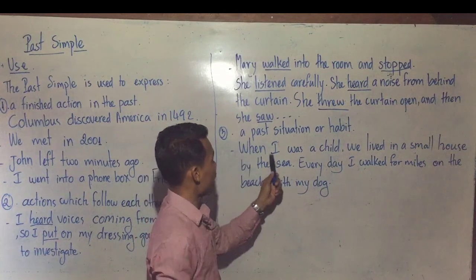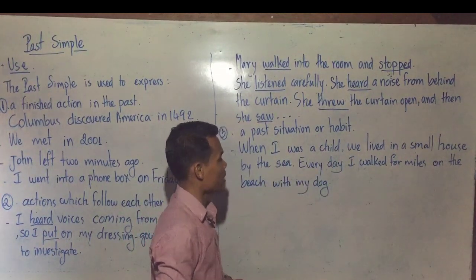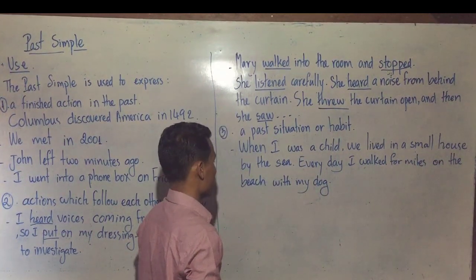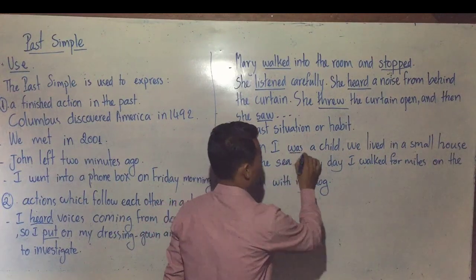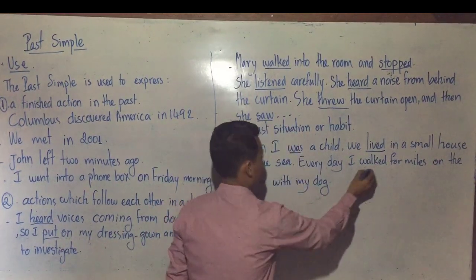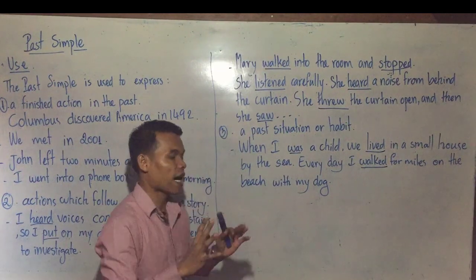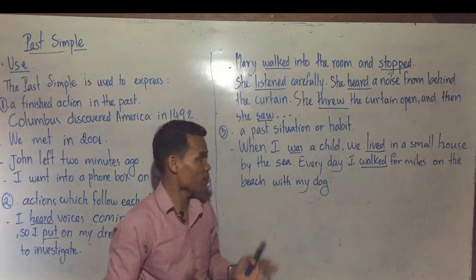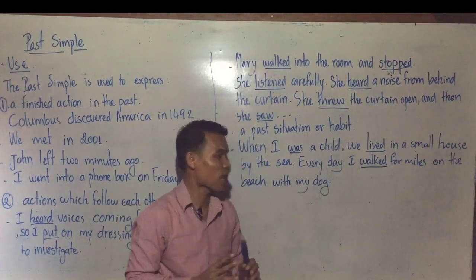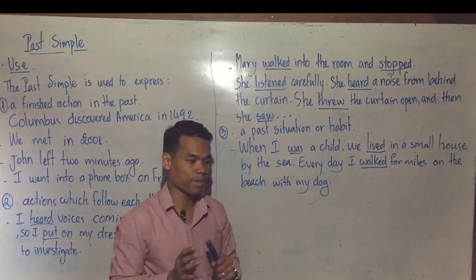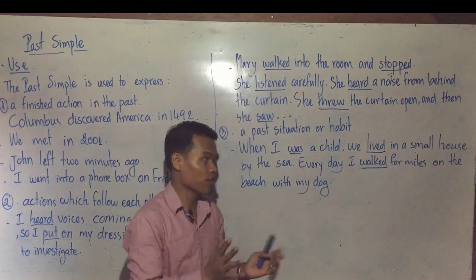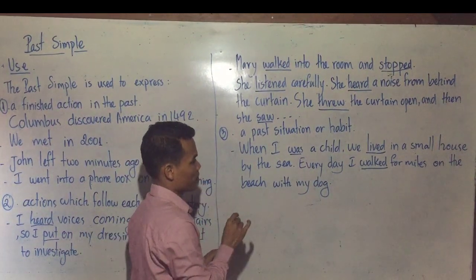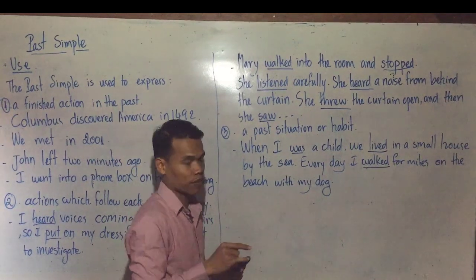For example, when I was a child, we lived in a small house by the sea. Every day I walked for miles on the beach with my dog. I was a child, we lived, I walked. So in the past I did not do anything else, but I walked for miles on the beach. And at that time we lived in a small house. So in this one, my past habit, I walked for a mile on the beach with my dog. For this use, it is very often expressed with used to.